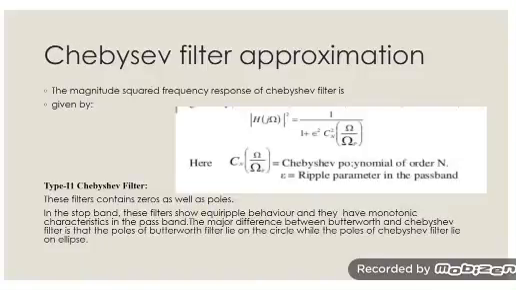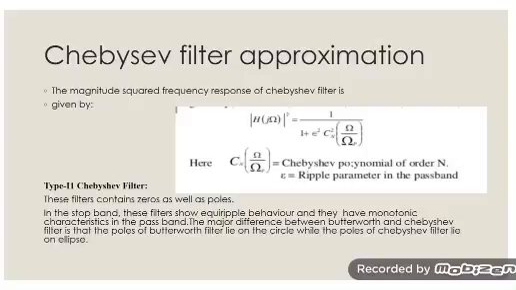Let us know the magnitude of Chebyshev filter. The magnitude squared frequency response of Chebyshev filter is given by mod of H(jω) whole squared equal to 1 by 1 plus epsilon squared into Cn squared of ω by ωp, where Cn(ω by ωp) is the Chebyshev polynomial of order n and epsilon is the ripple parameter in the passband. So let us know about the type 2 Chebyshev filter.